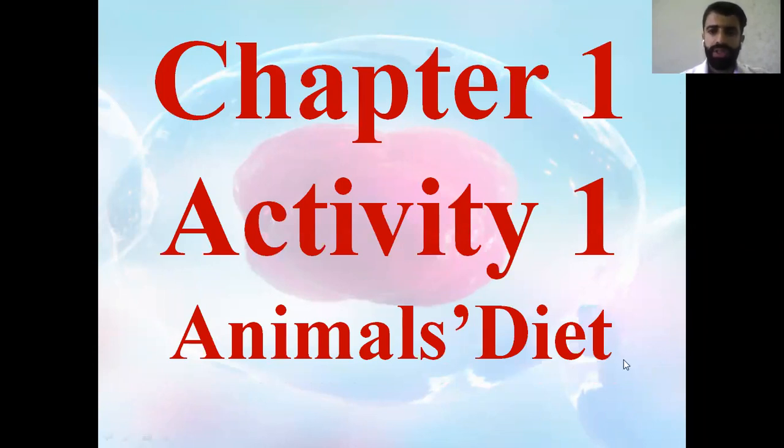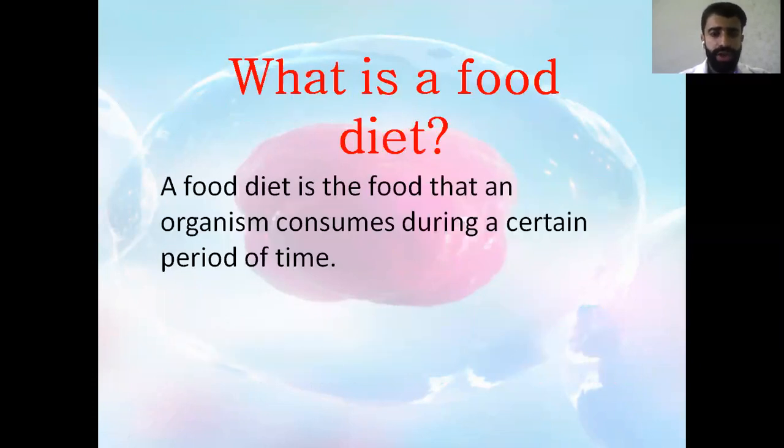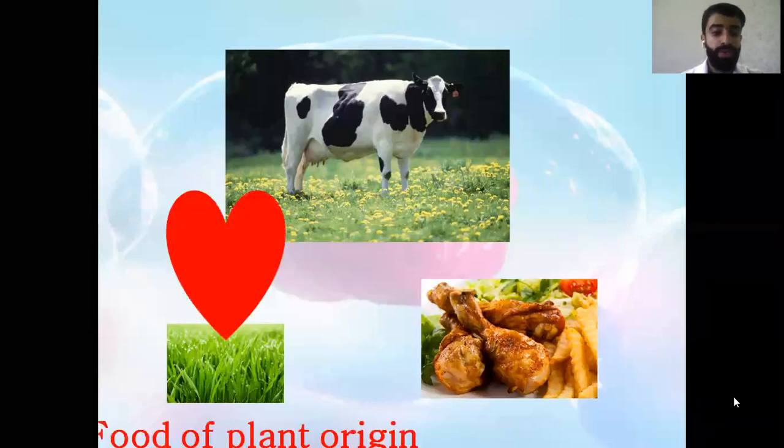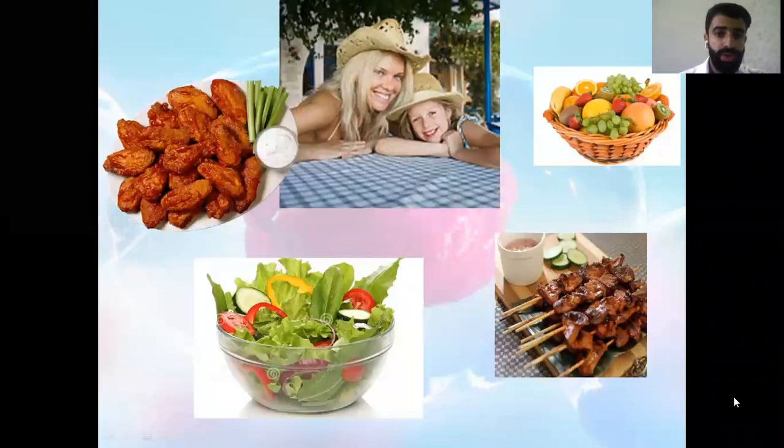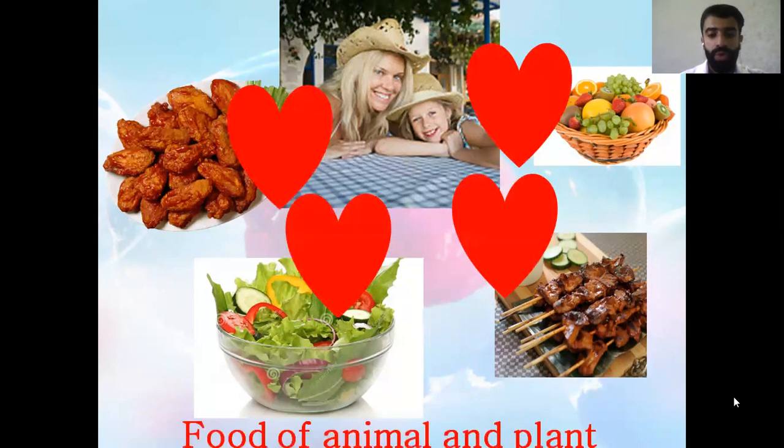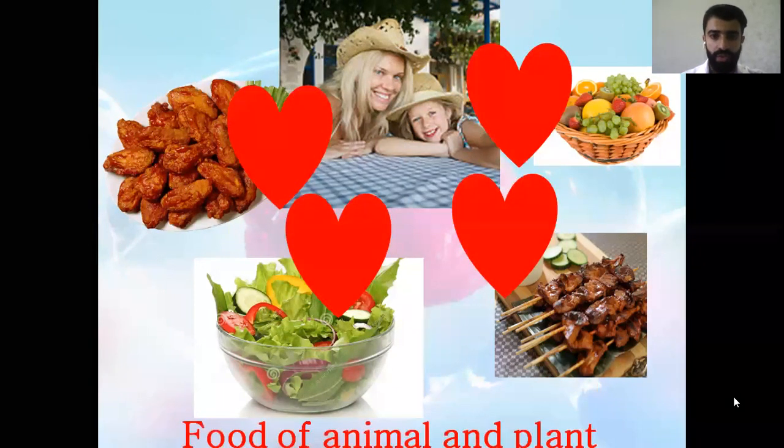What is the food diet first? Food diet is the food that an organism consumes during a certain period of time. This is what's known as a food diet. This cow prefers to eat grass, so it prefers food of plant origin, whereas this dog prefers to eat food of animal origin, which is the meat, while humans, me and you, prefer to eat food of both plant and animal origin. And here we classify it as the omnivore.